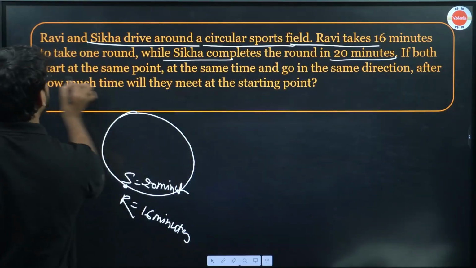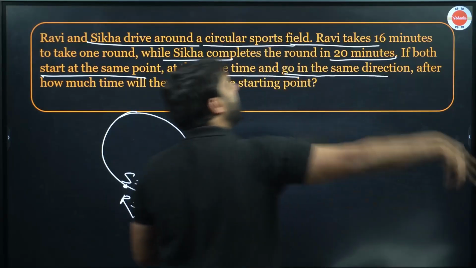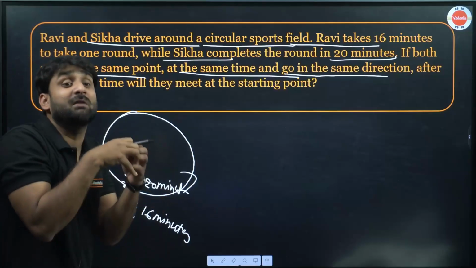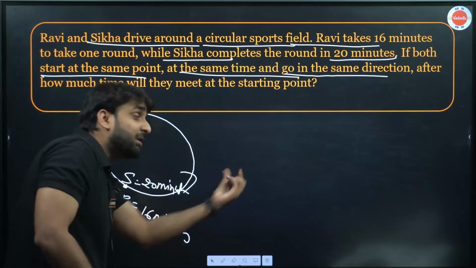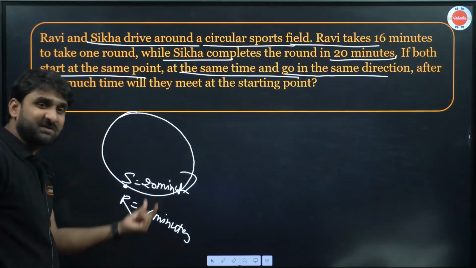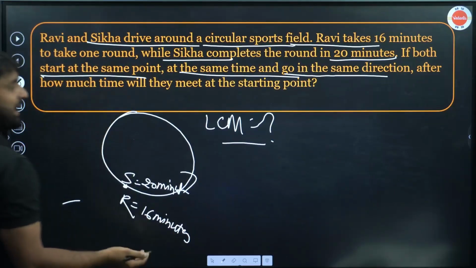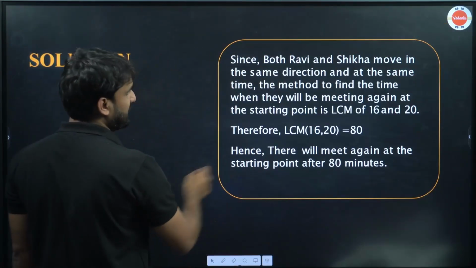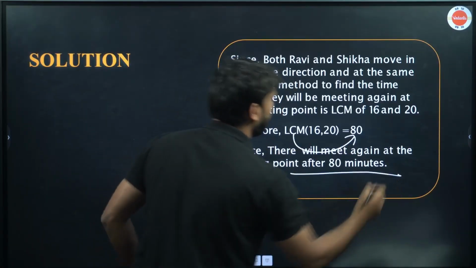So the question is, if both start at the same point at the same time and go in the same direction, after how much time will they meet each other again? So that is LCM. We want to calculate that number which is common for both, which can be divided by both numbers, 16 and 20. It means we want to calculate LCM, and we all know how to find LCM. By taking the prime factorization, the LCM will be 80. It means the answer will be 80 minutes.